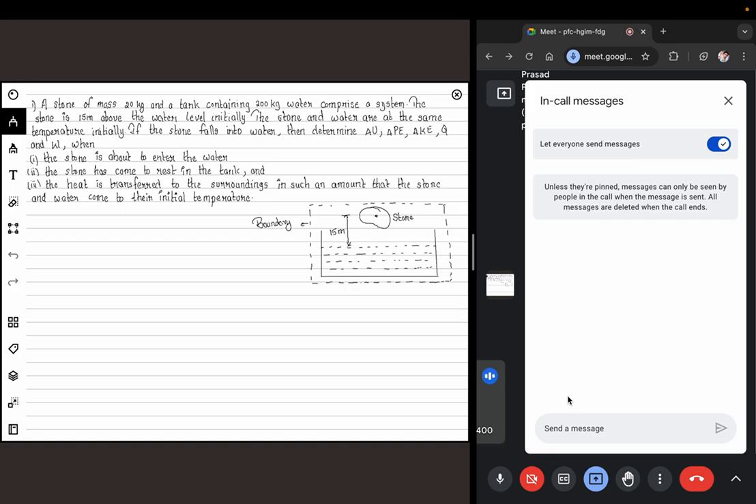So this week we will be discussing the first law of thermodynamics. Most of the problems are related to the first law of thermodynamics, and there is one question for discussion, which we will take up at the end of the session.